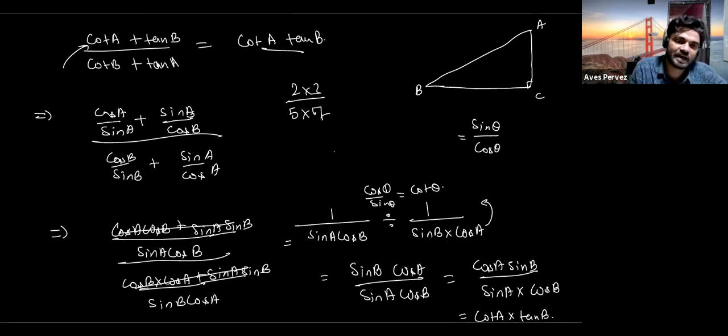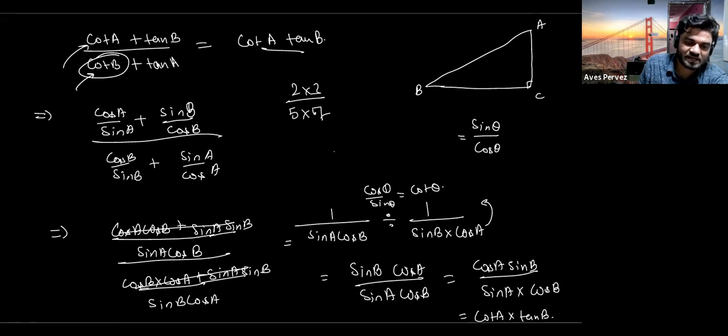Similarly I write it this way, and you need to keep in mind that if A is there, then there will be A in both. If it is written cot A, then you have to write cot A is equal to cos A upon sin A, and tan B is equal to sin B upon cos B. In the similar way, cot B is cos B upon sin B, and tan A will be equal to sin A upon cos A. Okay, got it?